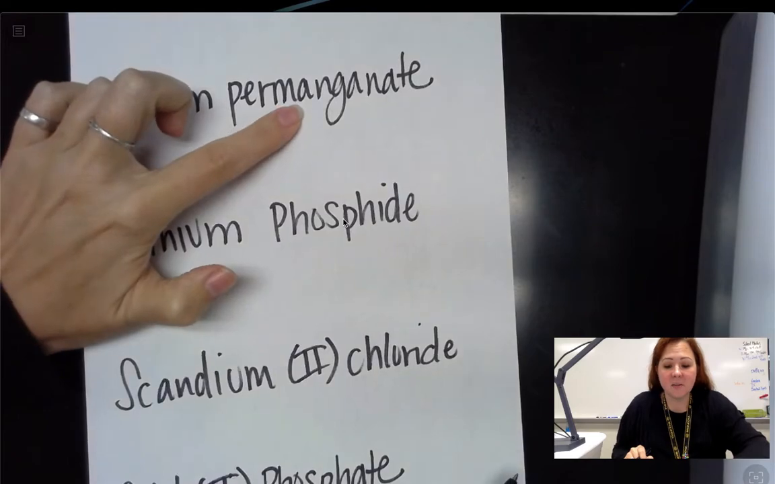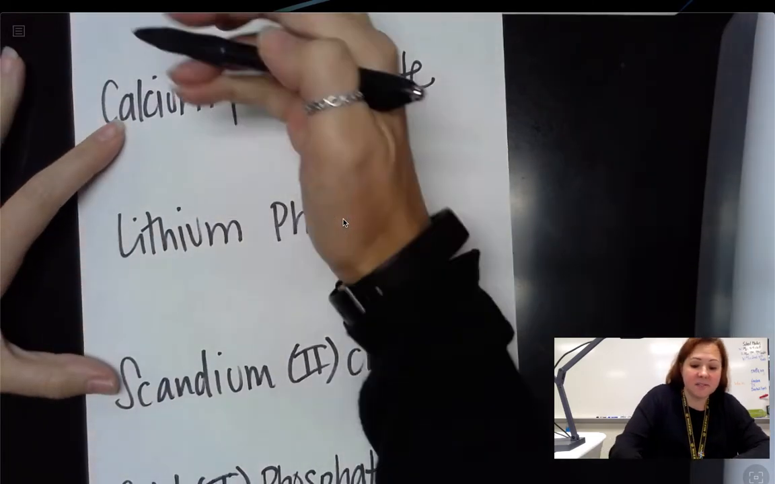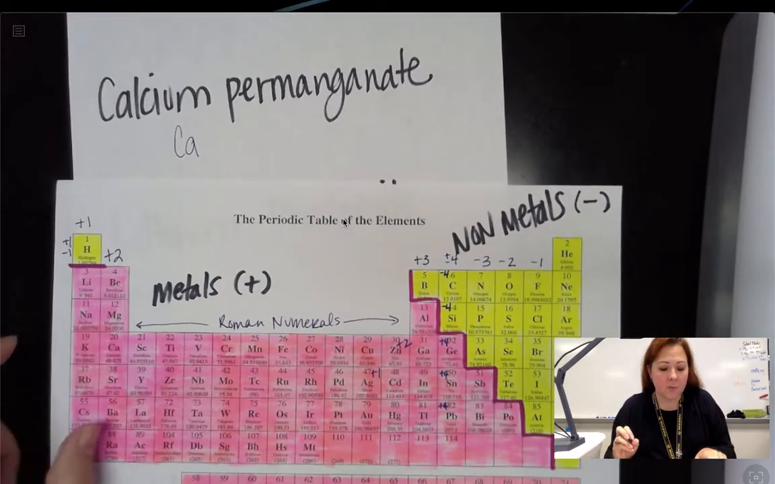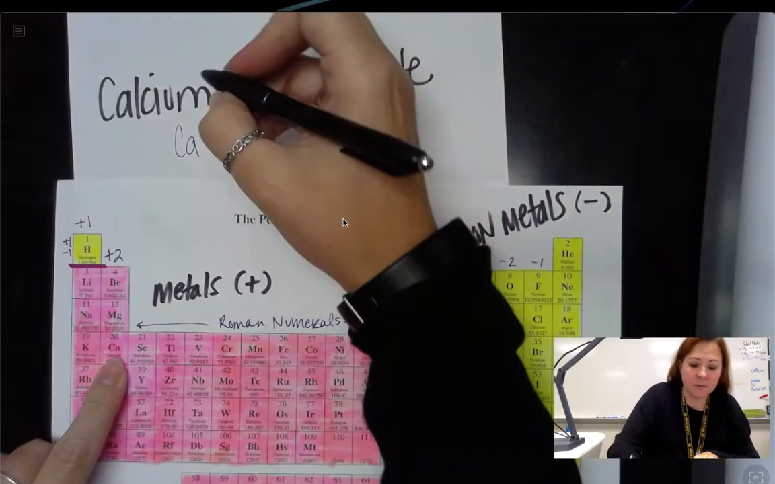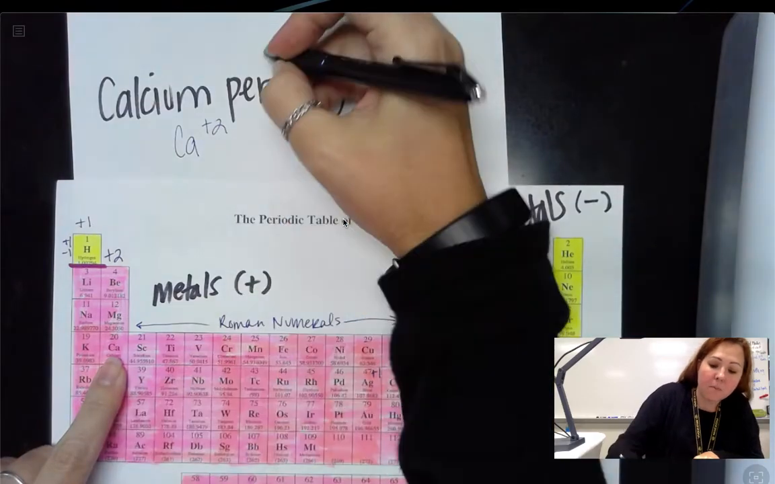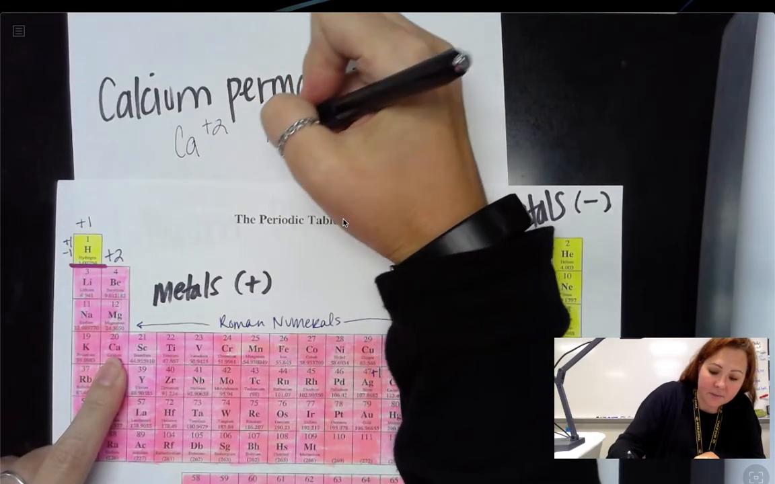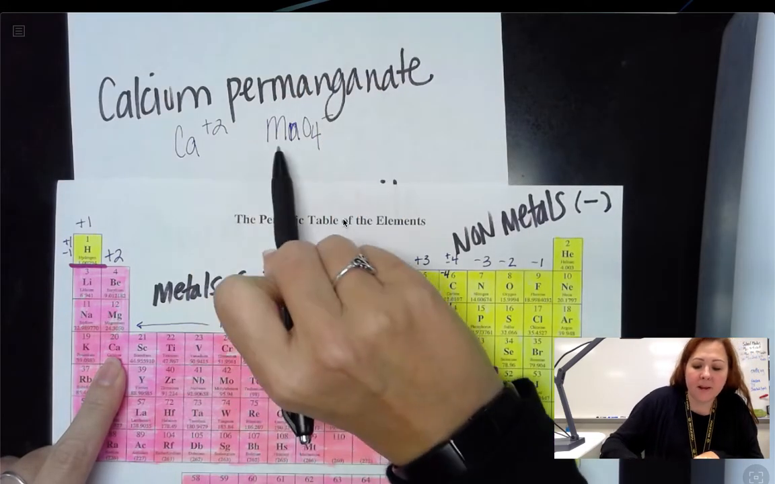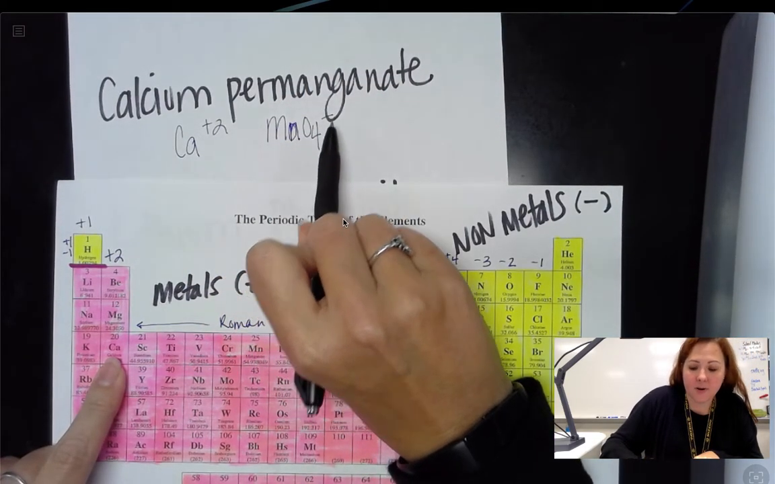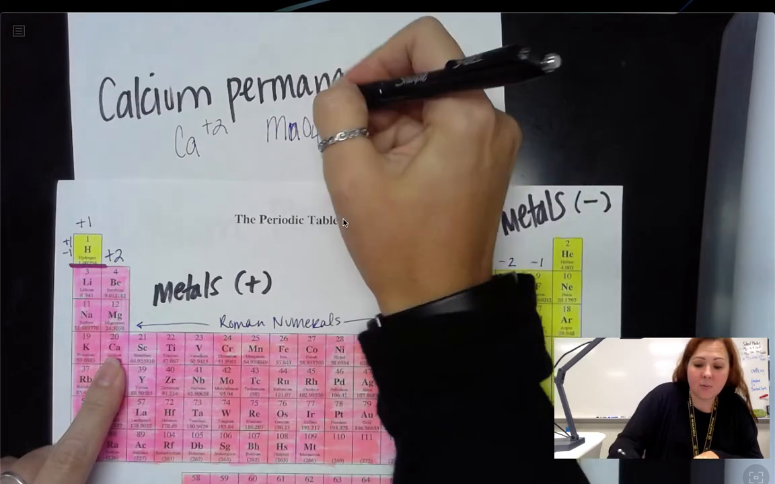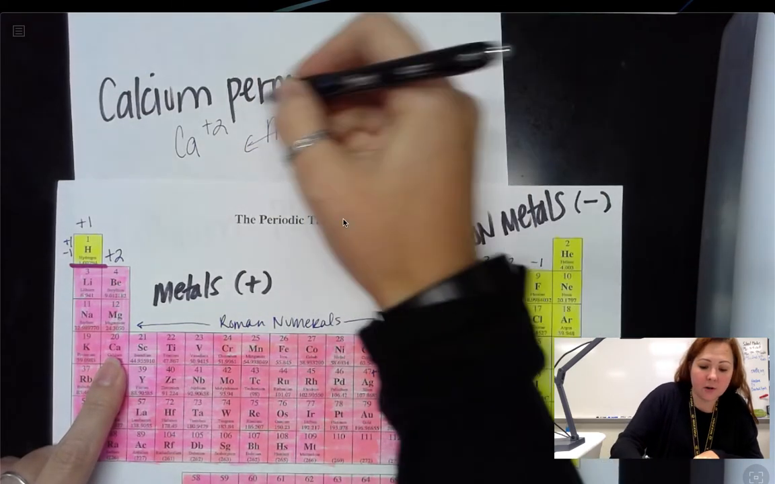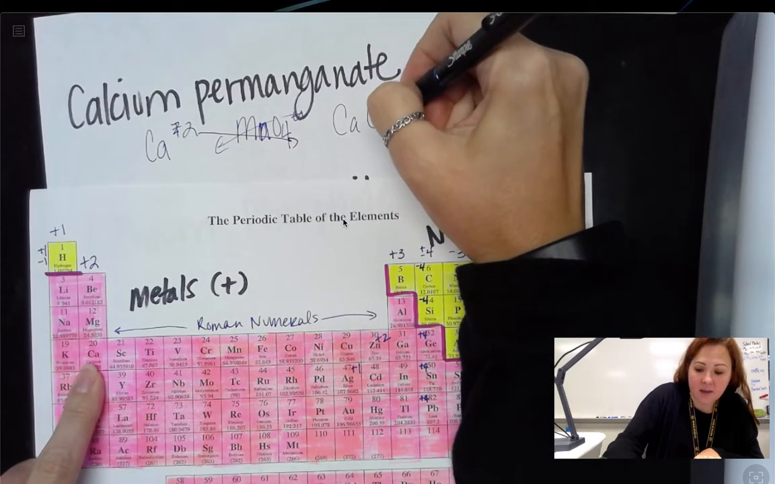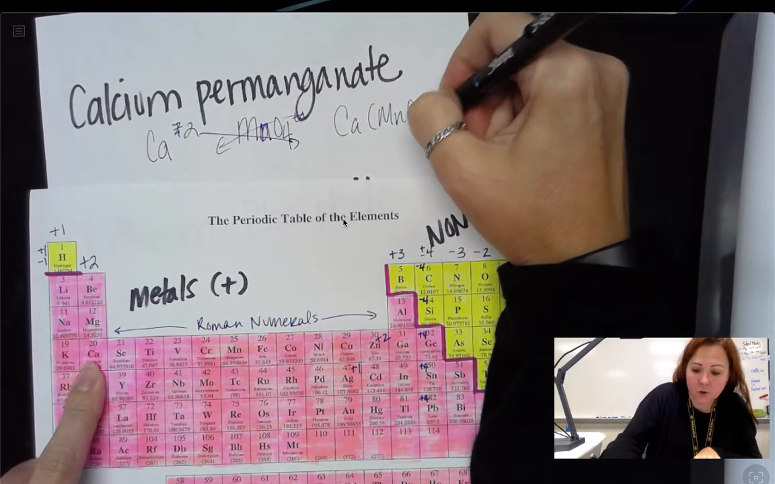So calcium permanganate. Calcium is Ca. We look at our periodic table, and calcium has a +2 charge. Permanganate is a polyatomic ion. So permanganate is MnO4 -1. So when I go to swap and drop, this ghost number 1 comes over here. The 2 comes over here. So you have Ca and then MnO4 2.